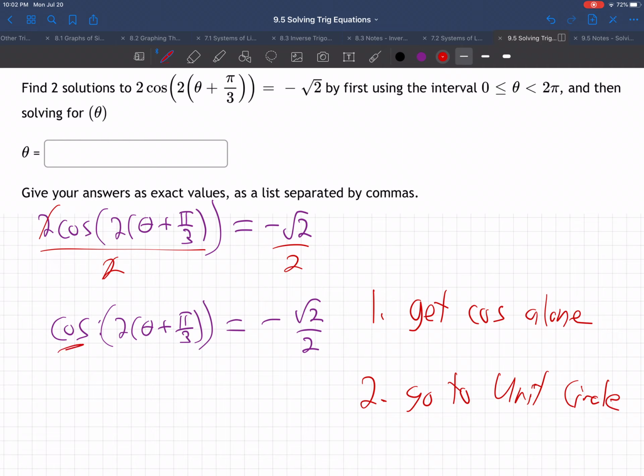So we're saying, where's the cosine negative root 2 over 2? Don't worry about this now. Just cover it up if it bugs you. Don't worry about this inside stuff. Pretend it's not there. So just where is cosine negative root 2 over 2? That looks like a familiar value. I think we can go to the unit circle and find where cosine is negative root 2 over 2.